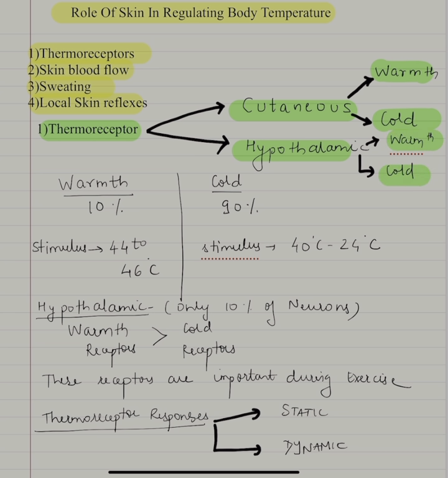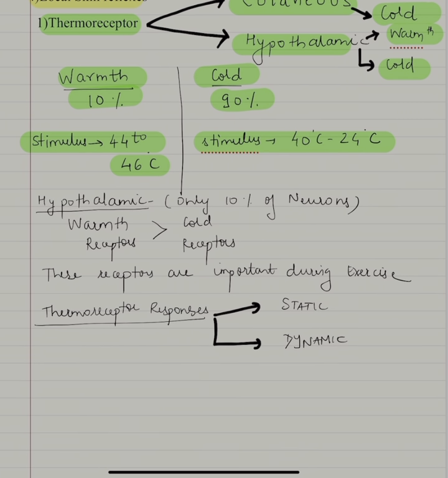Let's see cutaneous thermoreceptors. Warmth receptors are only 10% and cold receptors are 90%. The stimulus for warmth receptors is a temperature of 44 to 46 degrees Celsius, whereas the stimulus for cold receptors is 40 degrees Celsius and the temperature decreasing to 24 degrees Celsius.